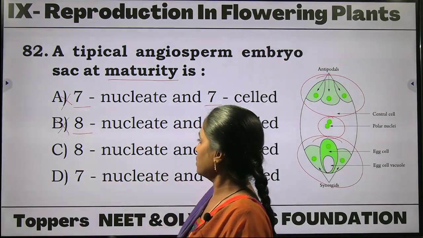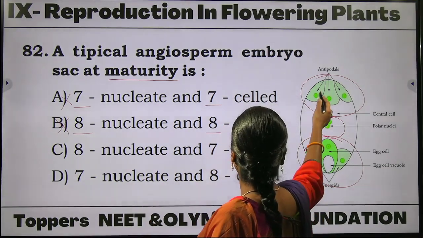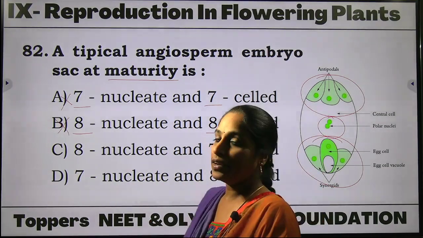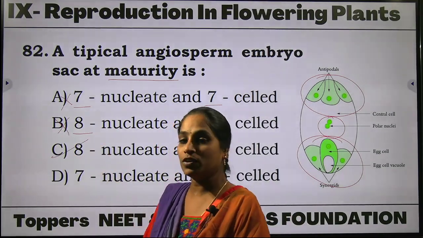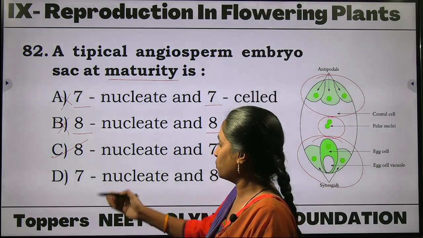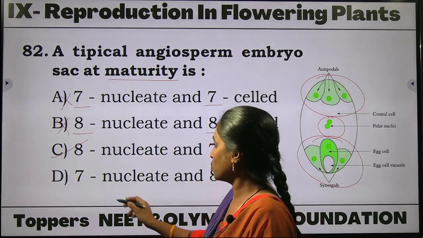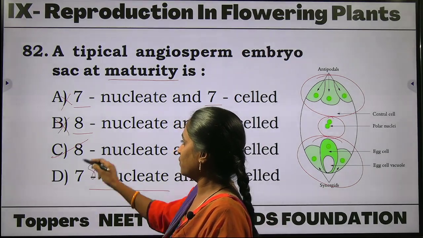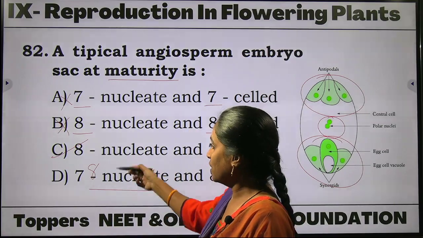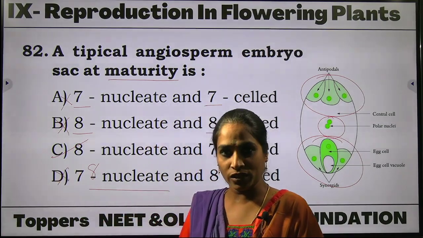Coming to option C, 8 nucleate and 7 celled. Here we have discussed that nuclei are 8 in count and cells are 7 in count. So option C will be the correct one. And coming to option D, 7 nucleated and 8 celled. The 8 nucleated is already given in option C, which is reversed in option D. So this will be the wrong option. Hope you all understood dears.